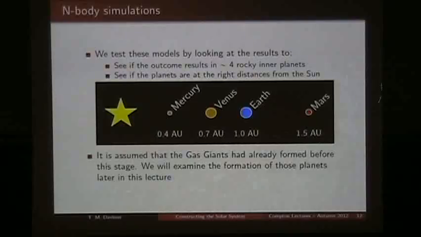In these models, we're assuming that the gas giants have formed earlier than the terrestrial planets. I'll come on in the second part of the lecture to discuss why we think the gas giants formed earlier. But for now, we're just going to assume that Jupiter and Saturn and the other giant planets were already in place before this period of terrestrial planet formation.